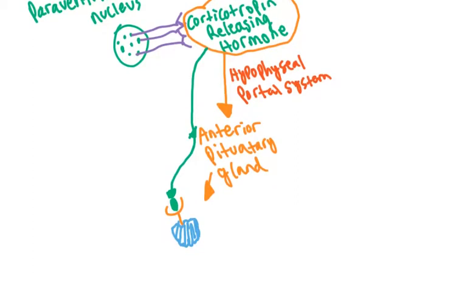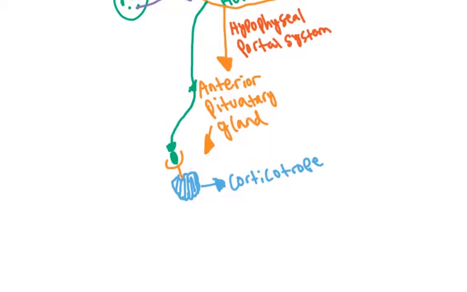receptor. All right, so let's go and label this as the corticotrope. Once this corticotropin releasing hormone binds to the corticotrope, the corticotrope is then going to release a hormone called adrenocorticotropic hormone. So once it binds, it's going to release a hormone called adrenocorticotropic hormone.